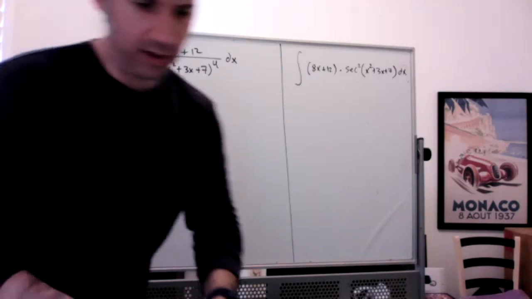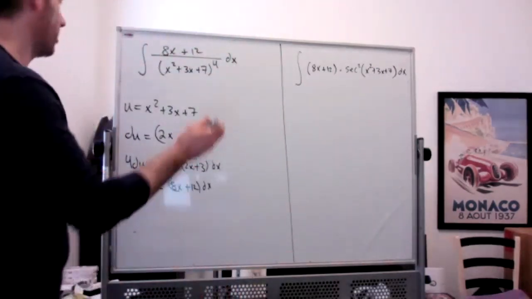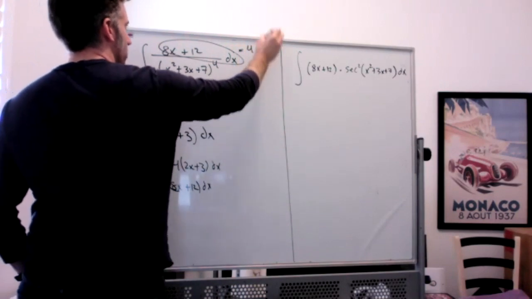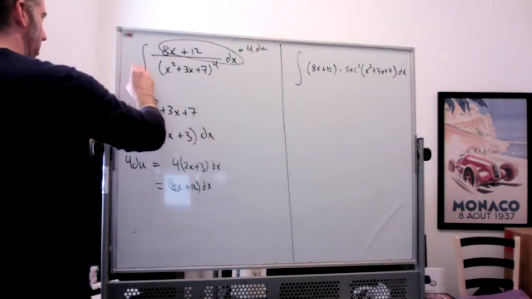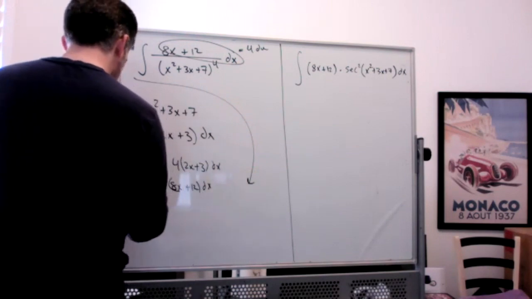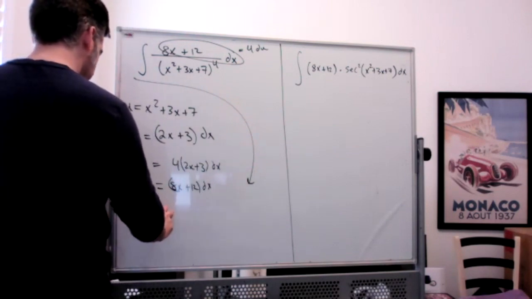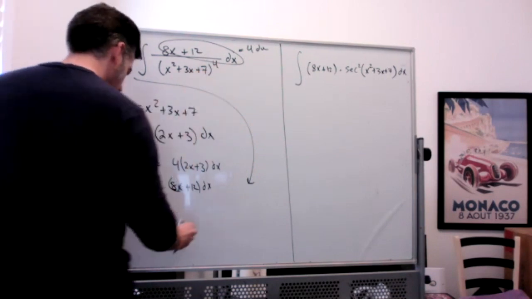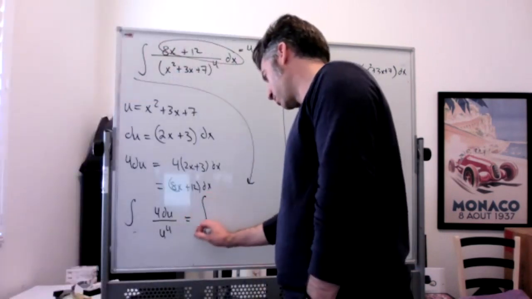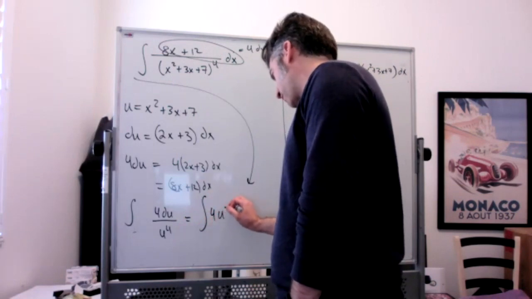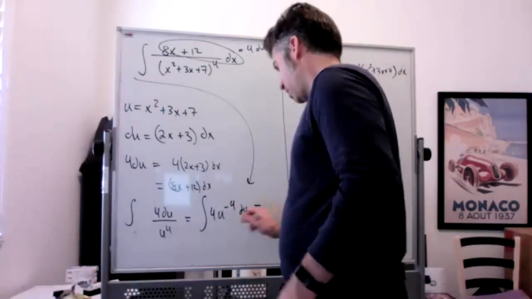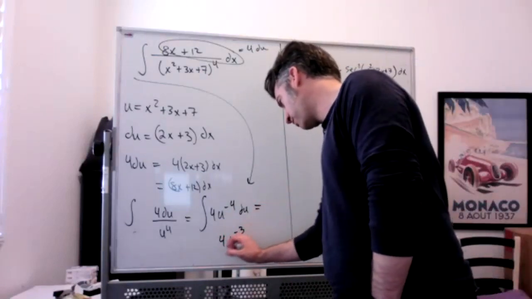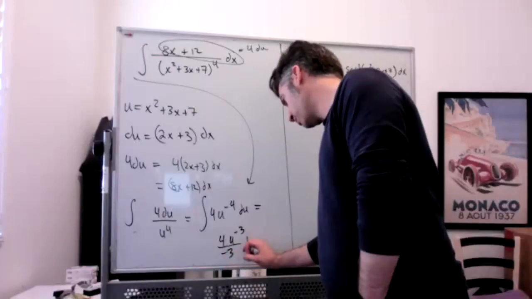So in this particular integral, we're going to say, okay, well, that's equal to 4 du. So I'm going to have the integral now of 4 du over u to the 4th. I'm going to rewrite that as the integral of 4 u to the negative 4th du. And then I'm going to use my anti-power rule. It's going to be 4 u to the negative 3rd over negative 3 plus c.